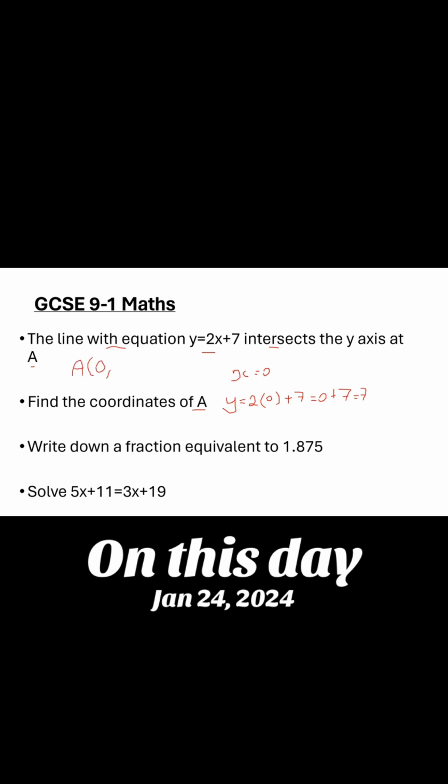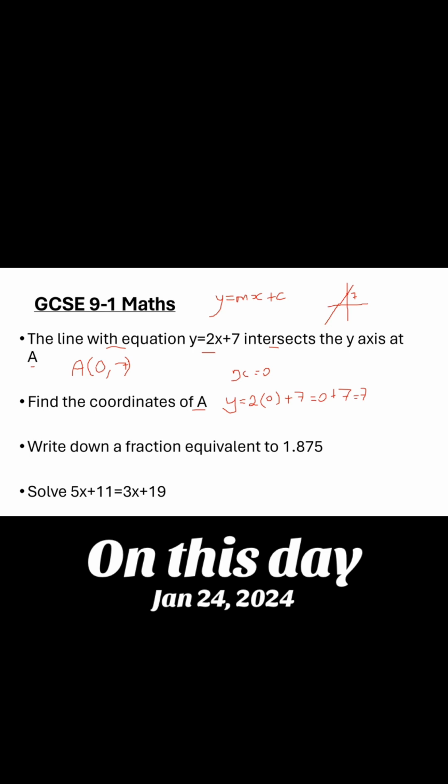Because remember, your plus c is where it crosses on the y-axis. Remember the straight line equations, guys, are in the form y is equal to mx plus c, where m is your gradient and c is your y-intercept. So c is where it crosses on the y-axis. So a rough sketch, this equation looks something like this. It passes through the point 7. So the coordinates of A are 0, 7. Hopefully that makes sense.